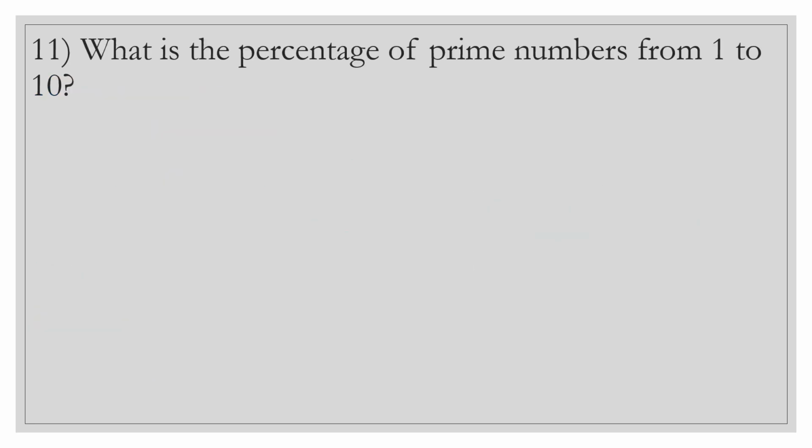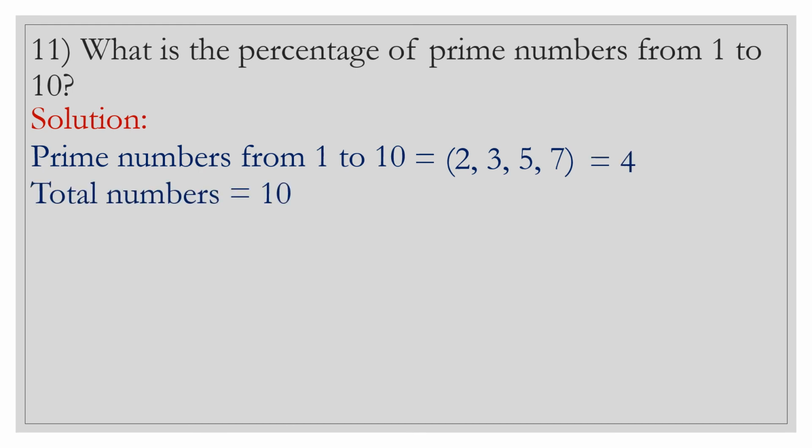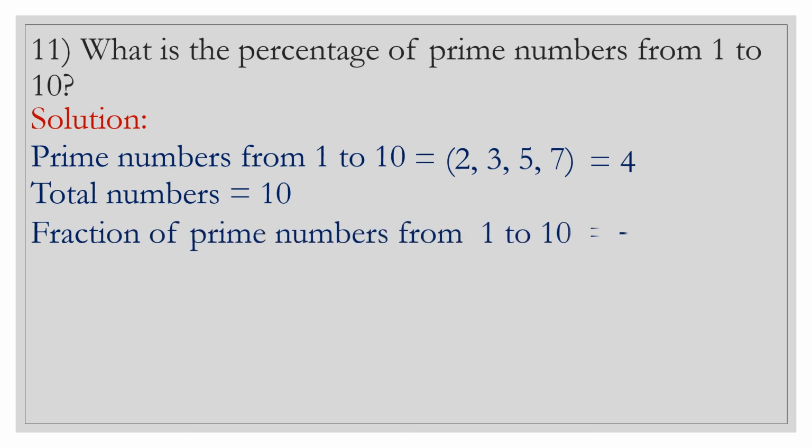Next is question number 11. What is the percentage of prime numbers from 1 to 10? Let's recall prime number. A number that has exactly two factors, 1 and number itself, is called a prime number. So the prime numbers from 1 to 10 are 2, 3, 5 and 7. Now count all these numbers, which is equal to 4, and total numbers is equal to 10. So the fraction of prime numbers from 1 to 10 is equal to 4 upon 10.